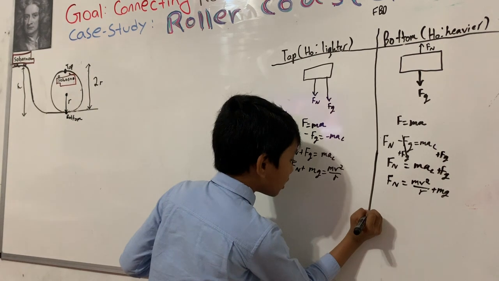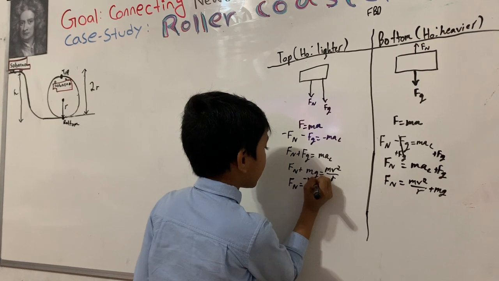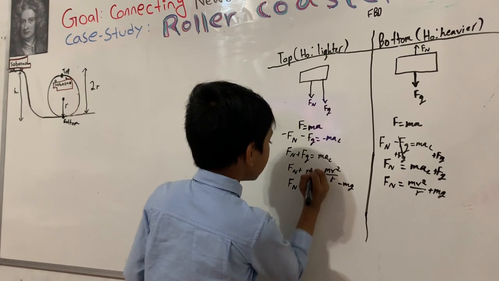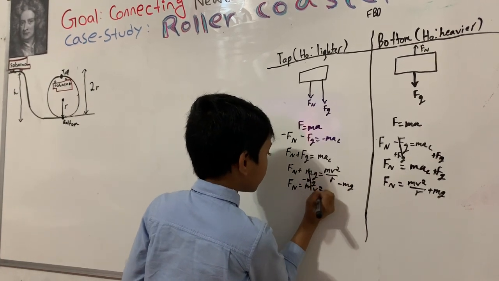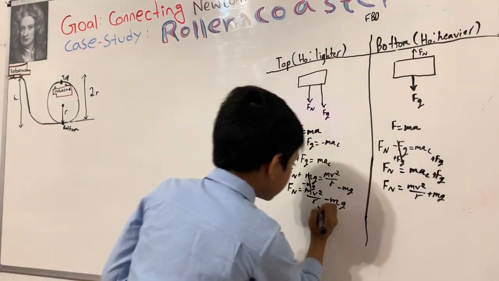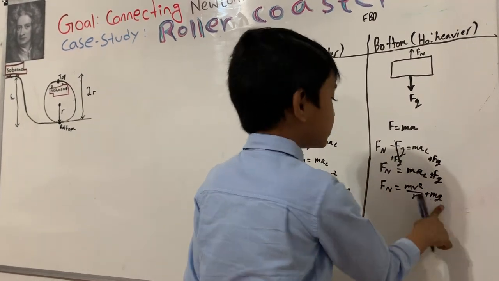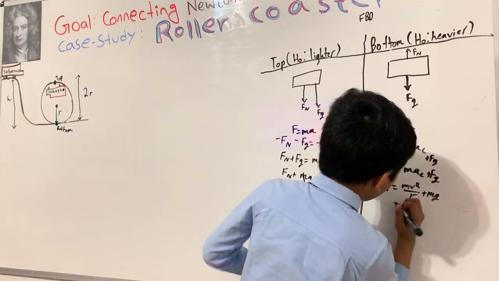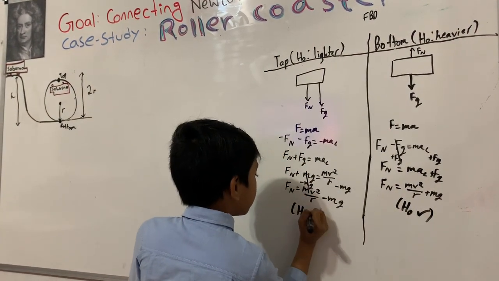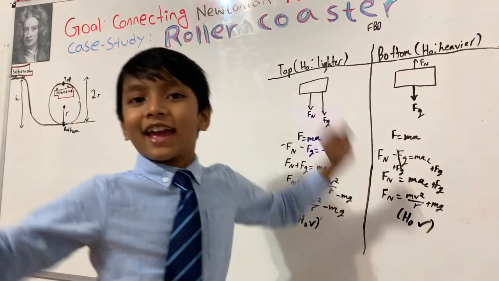So the top, Fn, let's subtract mg from both sides, and we get Fn is mv squared over R minus mg, which means that this is this plus 2mg equals this, which means our hypothesis was correct. Which I represent using a hypothesis sign with a check mark. Hooray!